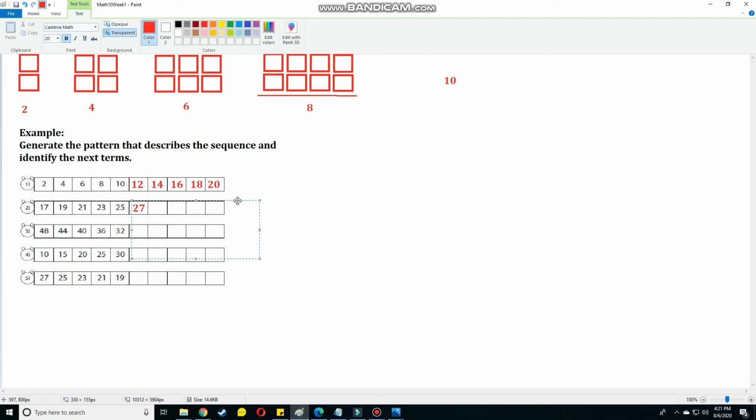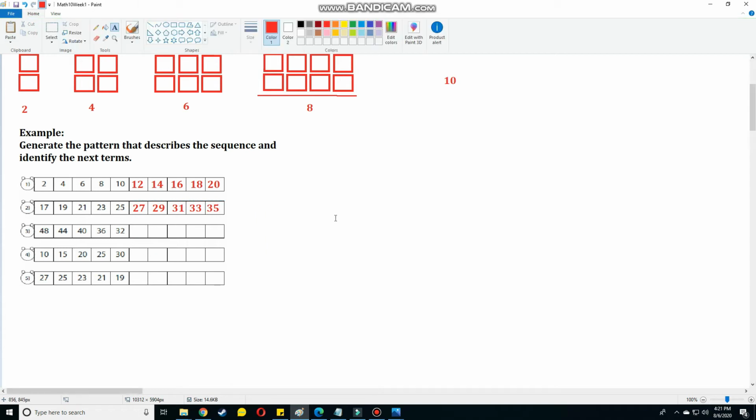Plus 2, that would be 29, plus 2, 31, plus 2, 33, plus 2, 35. Okay, very easy. How about number 3, the third sequence?